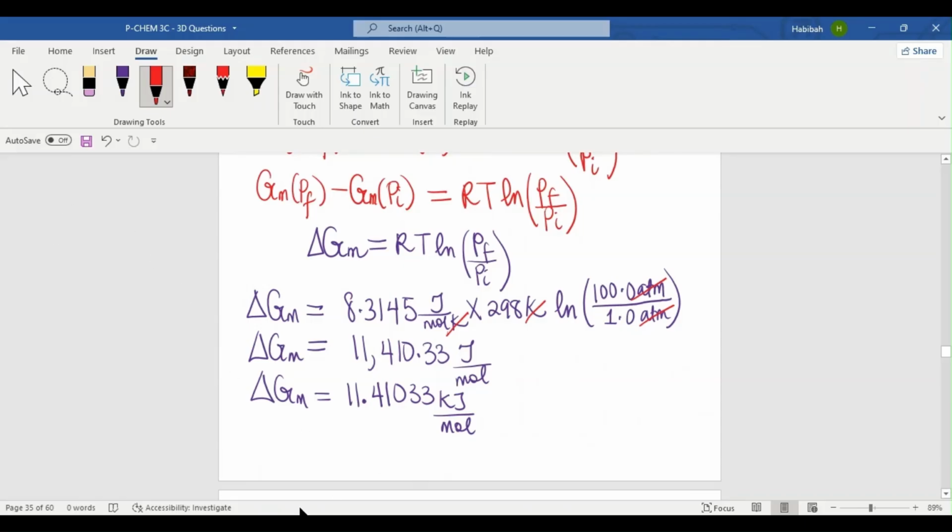So we have to make sure we put 11.41033 kilojoule per mole in two significant figures, because two sig figs is the lowest number of significant figures. So the change in molar Gibbs energy actually becomes 11 kilojoule per mole. So this is basically the answer to this question.